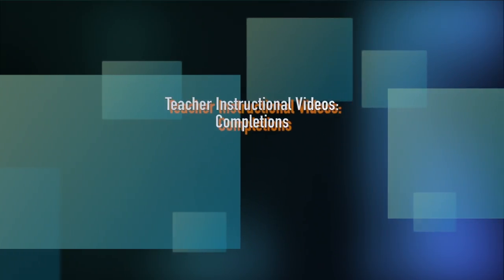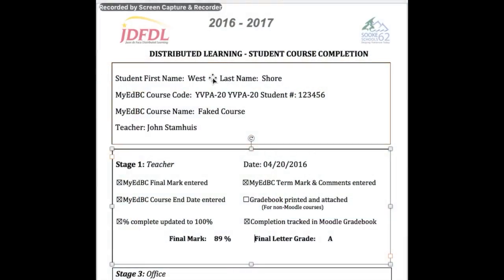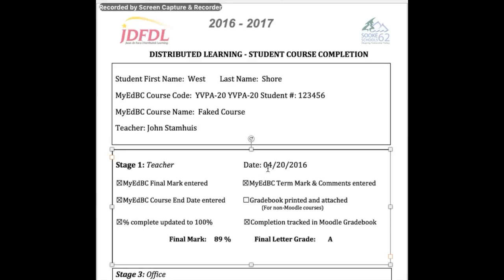So we'll start out by looking at the completion form. Again, it's pretty self-explanatory. You put in the student's first name, last name, student number. You add the course code from MyEd, which we'll look at later in the video, along with the course name. Be sure to add your name under teacher, and then the date of when the student has completed the course. Make sure it's corresponding by term within MyEd.